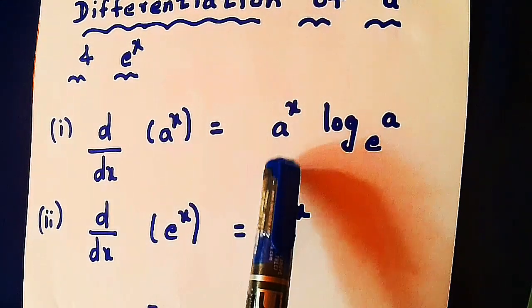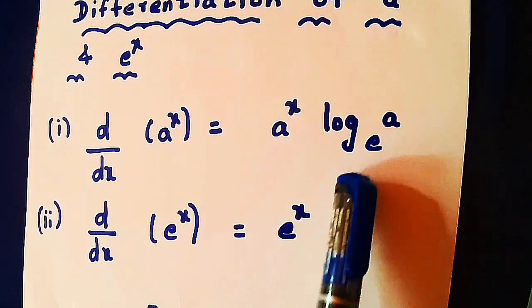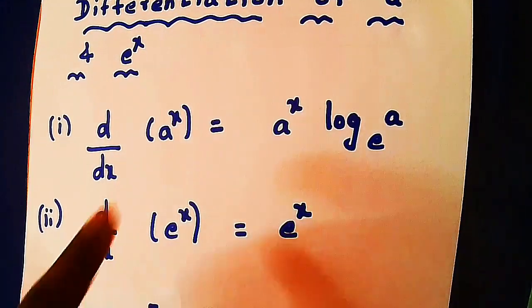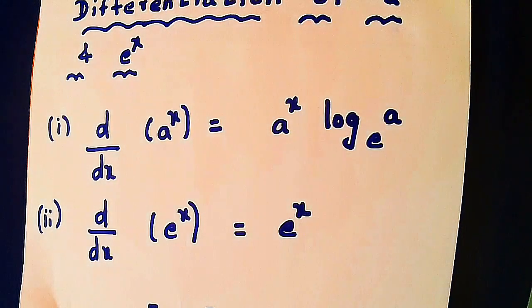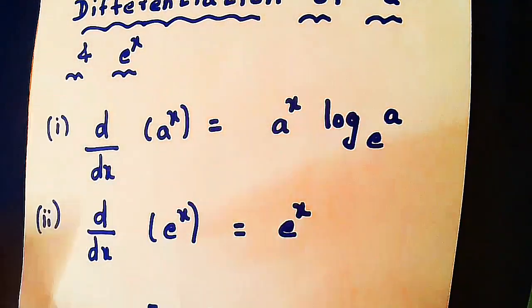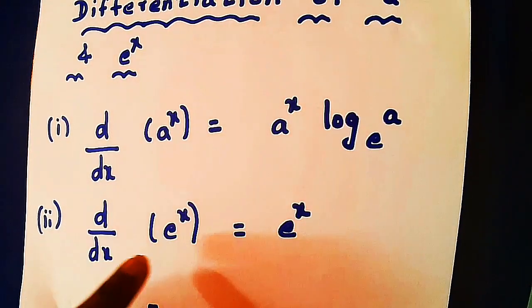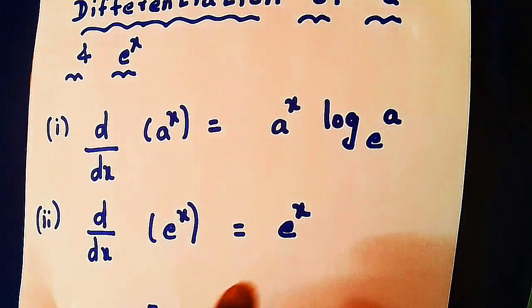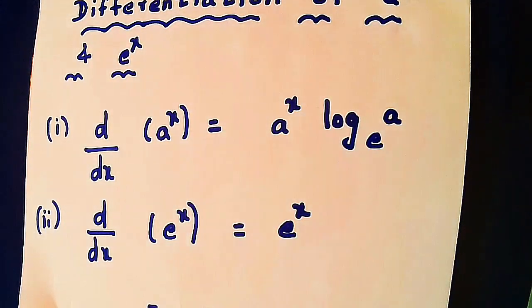What is the differentiation of a to the power x? It is a to the power x log a to the base e, where a is a constant term. When you solve the problem, you will know how we are going to use this rule. Differentiation of e raised to the power x is e to the power x. So these two differentiations you have to remember. We'll solve problems based on this.